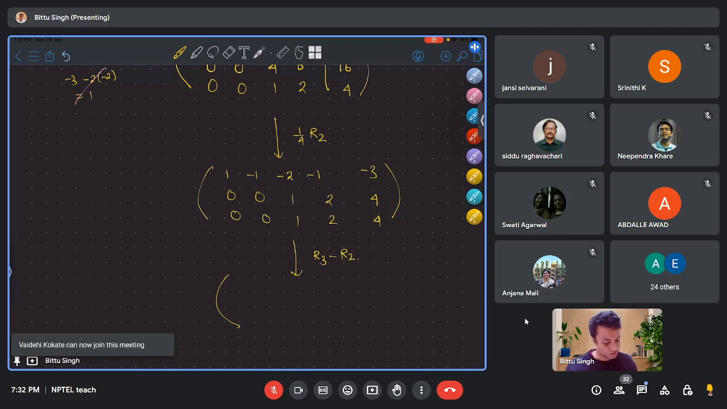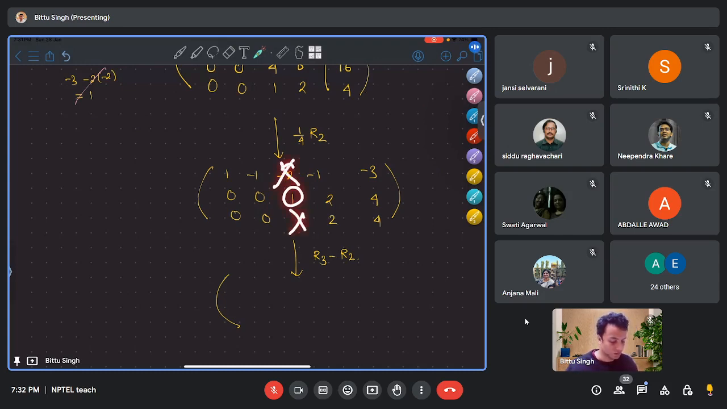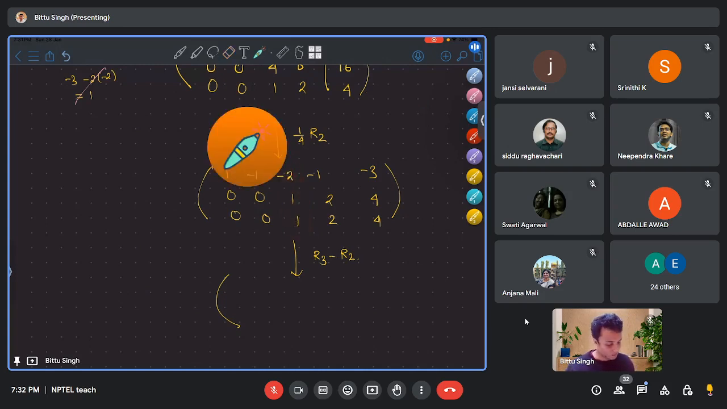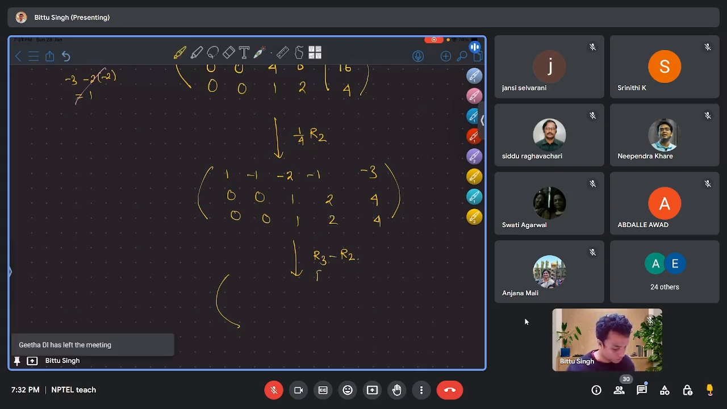Because by the same reason, this column contains a leading entry 1, so the other non-zero entries should get cancelled. Okay, so we need to perform R3 minus R2, and simultaneously or in another step we need to perform R1 plus 2 R2, to cancel this element. We need to cancel those two things.